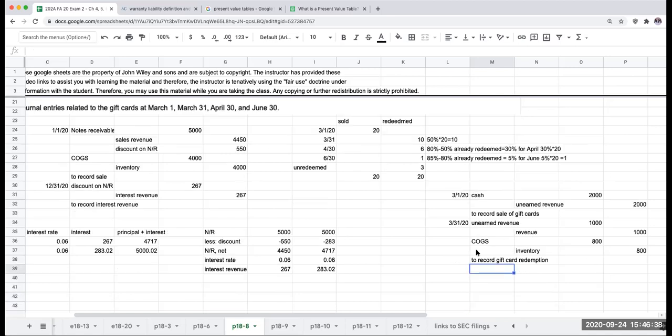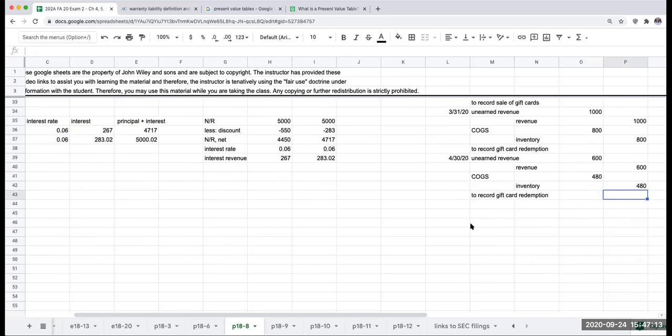Okay. So here on April 30th, I'm redeeming more cards. It's exciting. So I come over here on April 30th. What I'm going to do here, and I just screwed this up, is debit unearned revenue, credit revenue. Okay, there we go. The amount I'm going to be recording is 6 times 100, or 6 gift cards that were redeemed at $100 a pop. And then my cost of goods sold is going to be 80% of that amount.